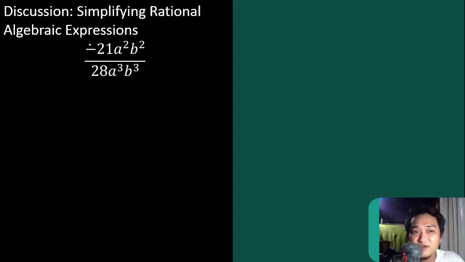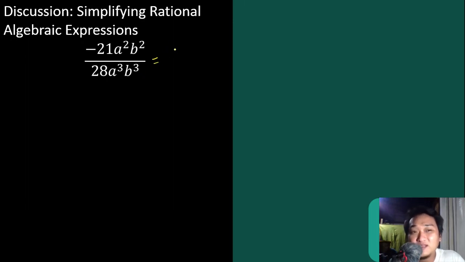Now, let us have our first example. Let's say we have negative 21a squared b squared over 28a cubed b cubed. Dito pa lang sa a squared b squared at saka a cubed b cubed, mapapansin nyo na agad na meron siyang mga unnecessary factors na kung tutusin, pwede naman natin tanggalin. Di po ba? Susubukan natin. Pati yung numbers, 21 and 28.